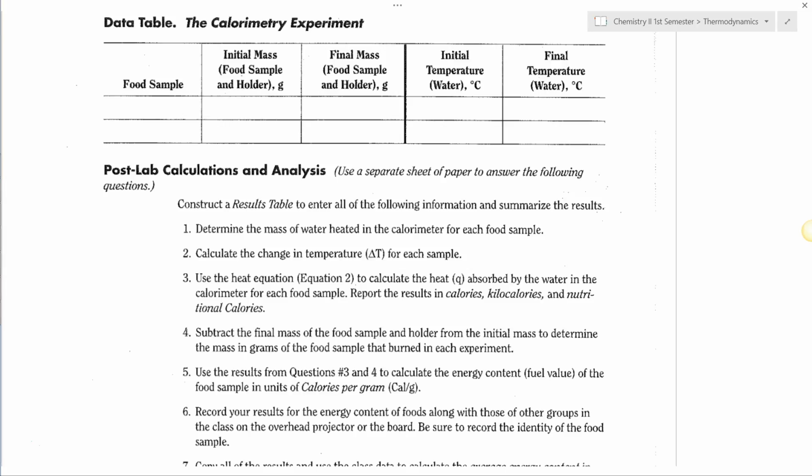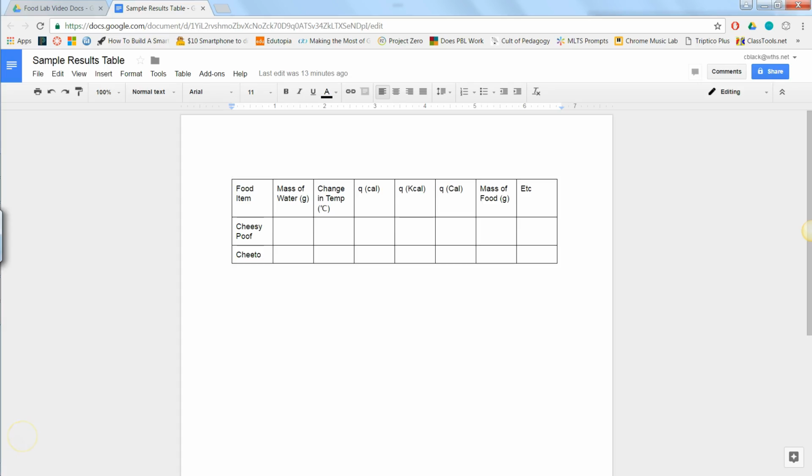One of the first things you're going to notice as you get to the calculations and analysis portion is that at the very top it talks about having to make this thing called a results table. Now you may be wondering what exactly is in a results table, so I'm going to show you an example of it and then we'll discuss a bit more about how that works. In this example of a results table, you can see that I've got a lot of different headings set in. Not all of them are here, so you're going to need to add a couple as you go.